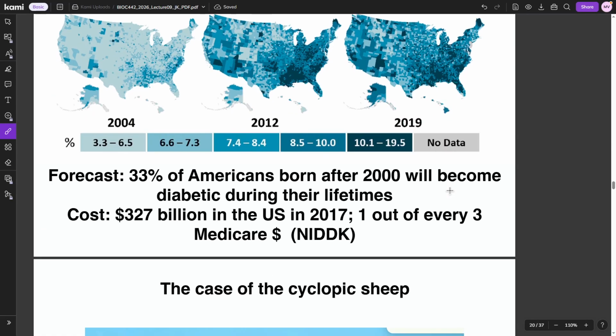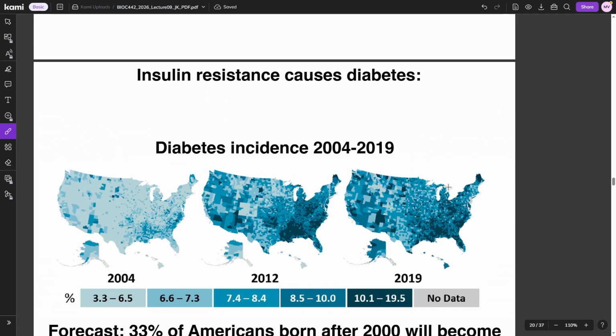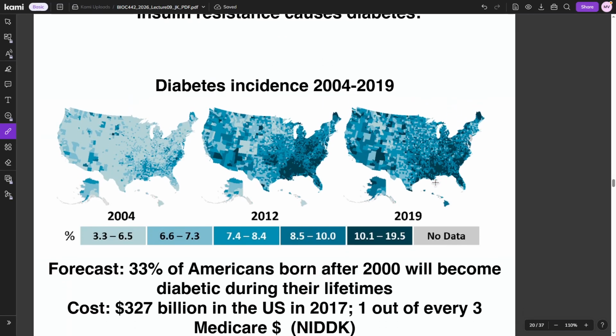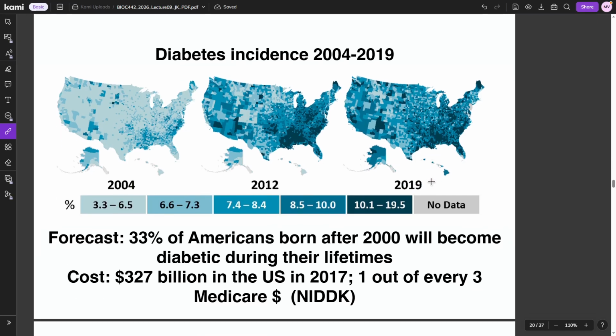So this is just a cool little thing about diabetes. Very, very prevalent in the US.